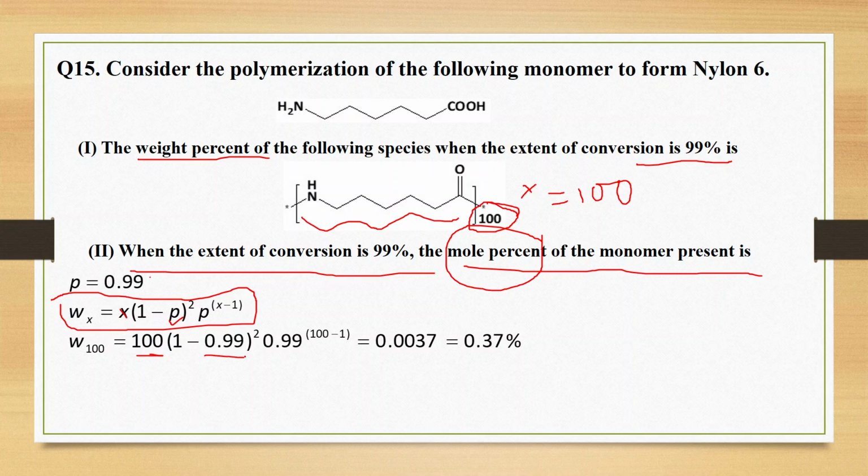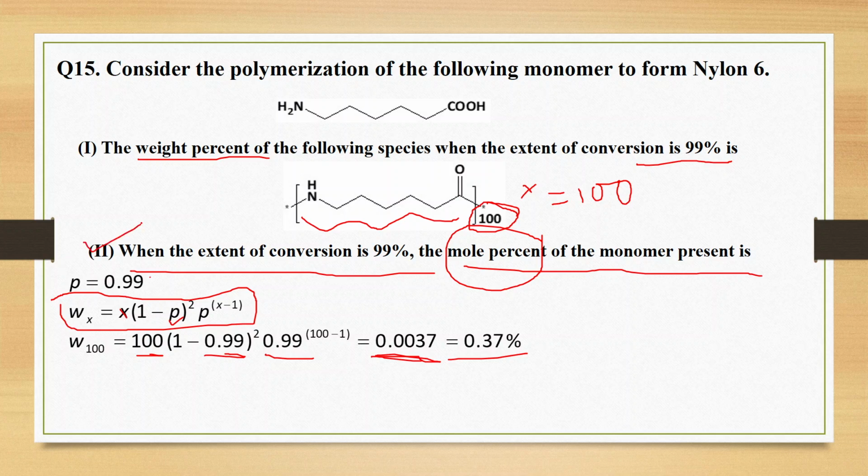So we will put 0.99, and here also 0.99, and x's value is 100 minus 1. So you will get the value 0.0037, so the percentage is 0.37%. Okay, so this was the formula for weight percent. Now I think you all know which slide I was referring to. So please try to solve the next one.